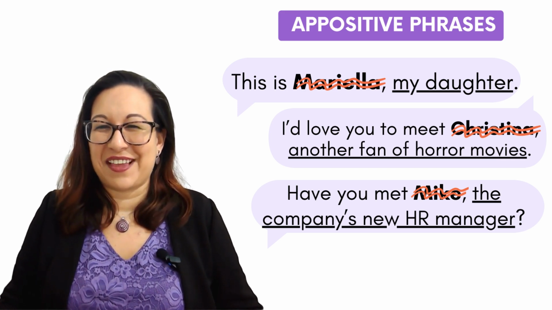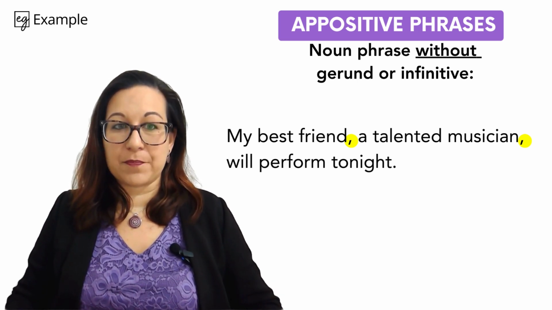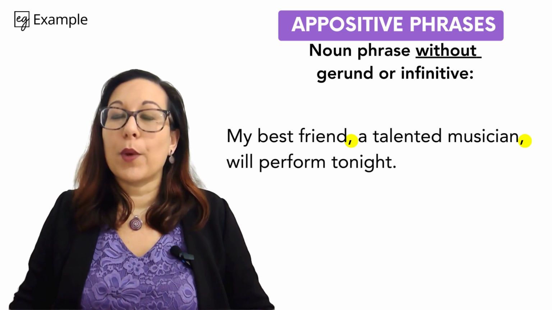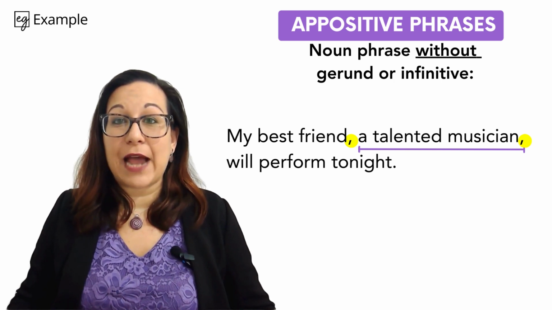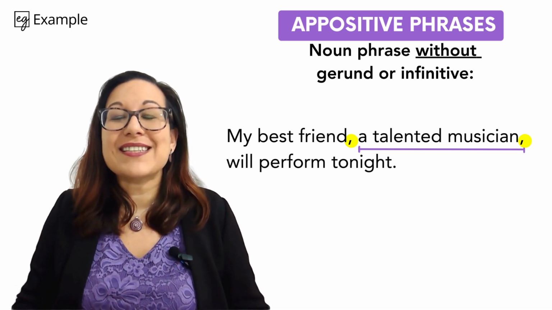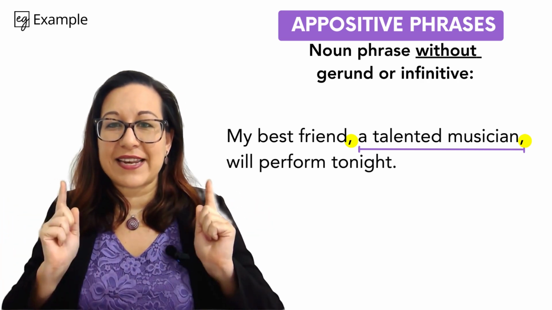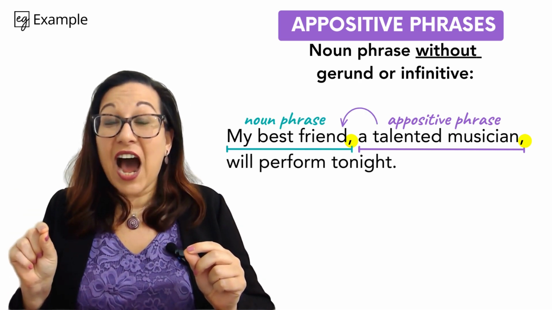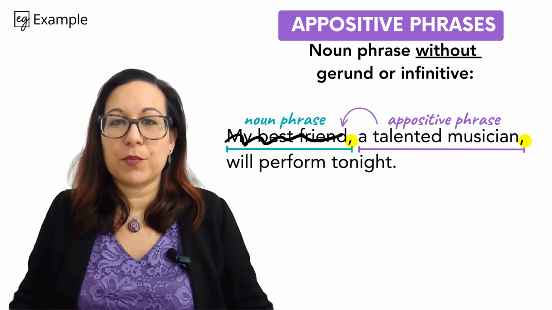Let's look at some more difficult examples now. So first of all, we can just use a noun phrase. My best friend, a talented musician, will perform tonight. A talented musician. We've got the noun musician, the determiner a, and that adjective, a talented musician. There are no verbs, there are no other modifiers, so it is a noun phrase, and I am describing my best friend using this. I could replace my best friend and say, a talented musician will perform tonight.